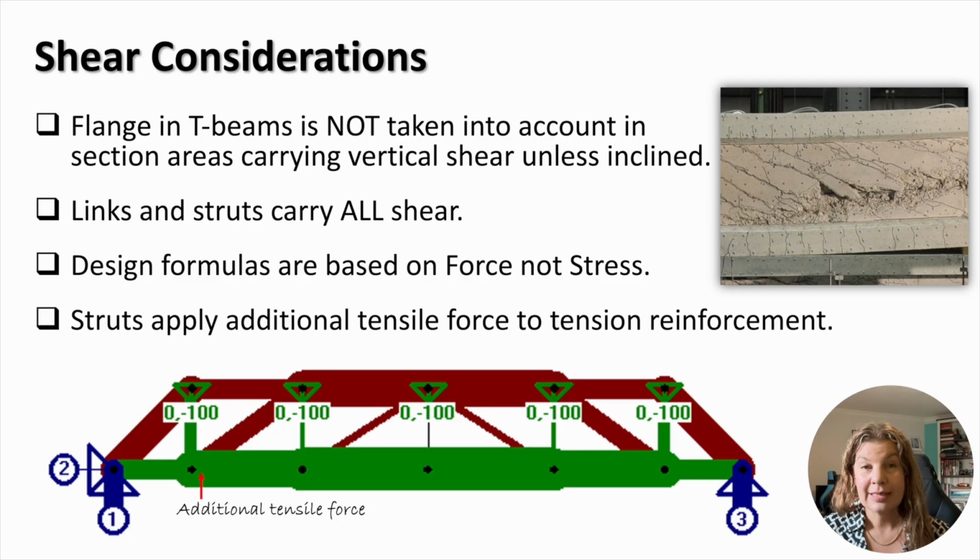It is assumed that in T-beams, vertical shear is carried by a rectangular section, while the flanges are disregarded. This assumption is supported by experimental evidence. As you can see in the picture on the right, the flanges develop vertical bending cracks, while the web develops diagonal shear cracks. In the truss model, links and struts carry all the shear.